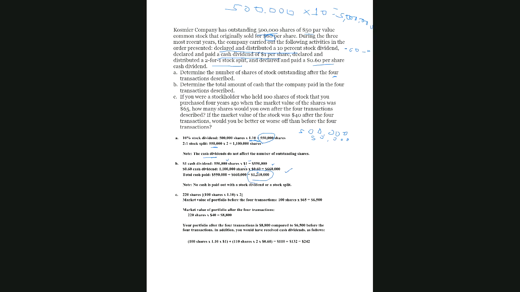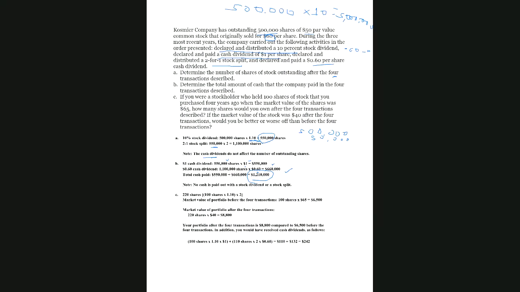Again, you have to track the sequence of events. We started out with 500,000 shares outstanding. We had a 10% stock dividend. The number of shares outstanding increased to 550,000. Then they declared a cash dividend of $1. So 550,000 shares times the $1 equals $550,000 cash dividend paid, the first one. Then we had a stock split. So it was the 550,000 shares outstanding.